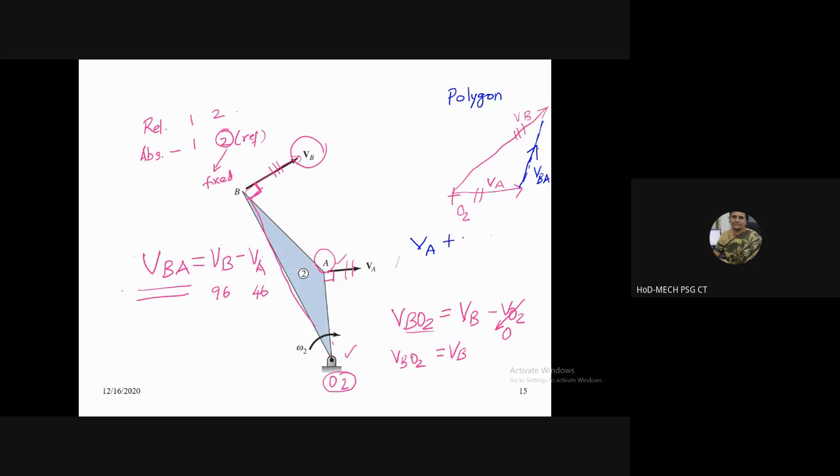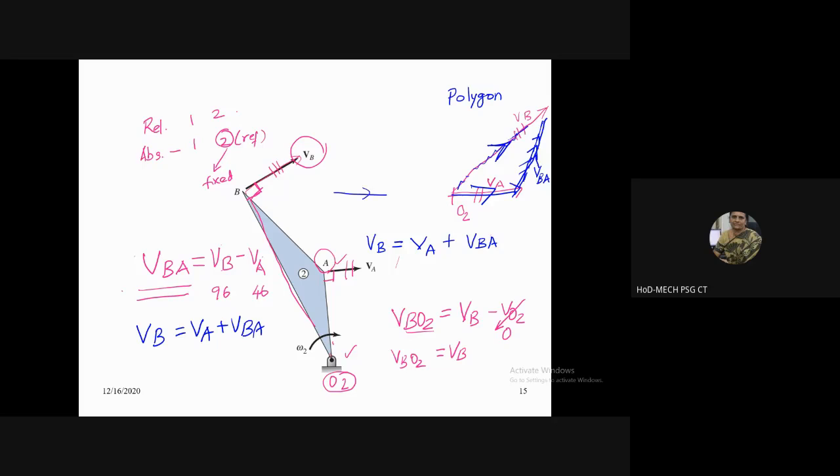VA plus... vectors going in the same direction, with the arrow marks going the same way like this, can be added. VA plus VBA will be equal to VB. This plus this is equal to this. Looking here, you can rewrite this as VB equal to VA plus VBA. Isn't it? You can see that here in your diagram.